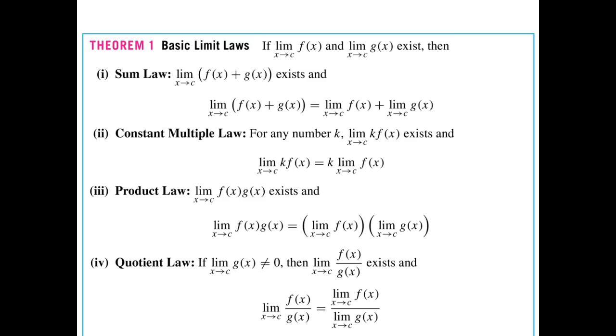Any real number k, if the limit of f of x as x approaches c exists, then the limit as x approaches c of k times that function also exists, no matter how big k might be, several hundred million. The limit still exists, and the limit as x approaches c of k f of x, just pull the k on the outside, is k times the limit as x approaches c of f of x, which we know exists to begin with. So there's the constant multiple law.